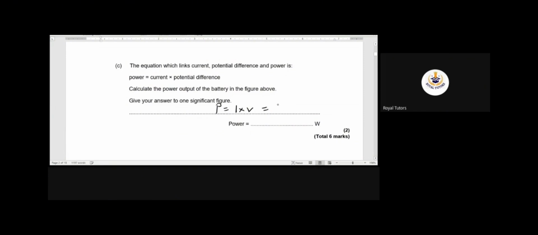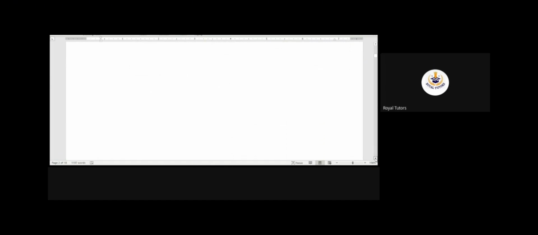So from the diagram of the electric circuit, we know that our current is 0.4, and from what we just got, our potential difference is 12. If you multiply 0.4 by 12, you get 4.8, but because they say we should put our answer in one significant figure, the answer is going to be 5 watts. All right, quickly, let's also try some other questions. At least it gives us an insight into what is expected of us from this particular paper.